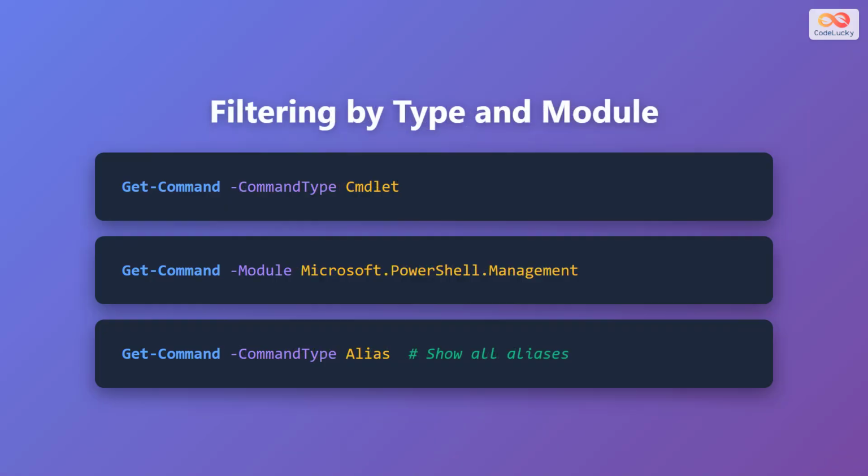You can also filter commands by their type or the module they belong to. Using Get-Command -CommandType Cmdlet will show only cmdlets, excluding functions and aliases. If you want to see commands from a specific module, use Get-Command -Module followed by the module name, such as Microsoft.PowerShell.Management. This is particularly useful when you have imported multiple modules and want to see what commands a specific module provides. You can also filter for aliases specifically by using Get-Command -CommandType Alias, which displays all the shorthand names available in your session.